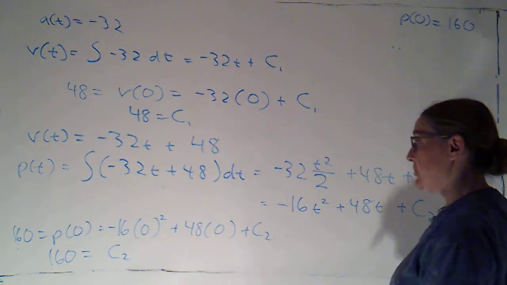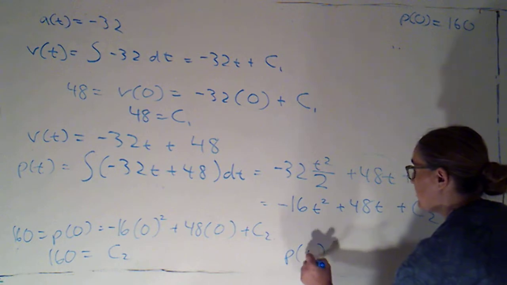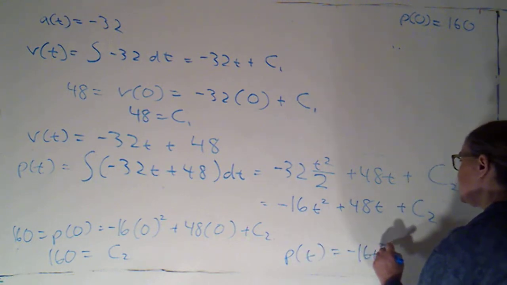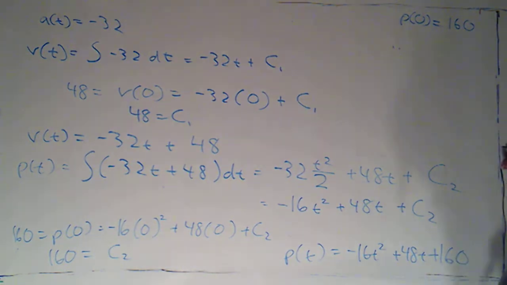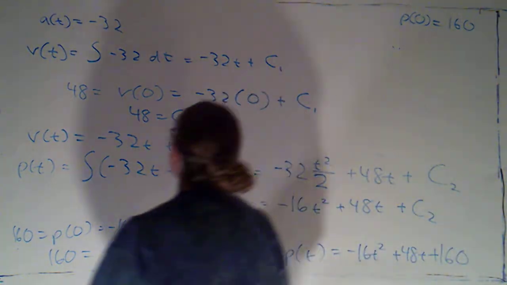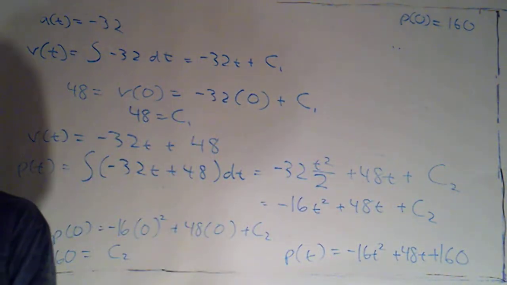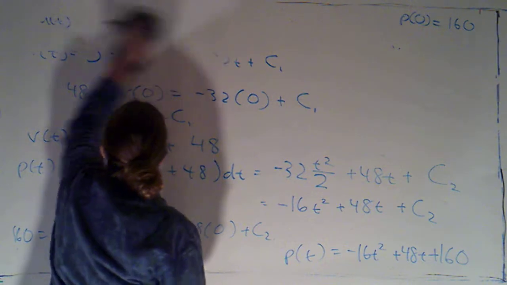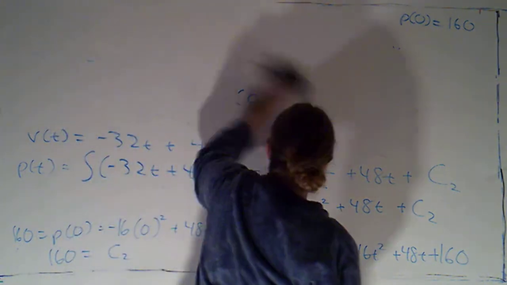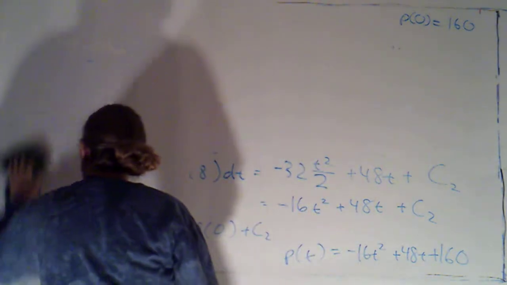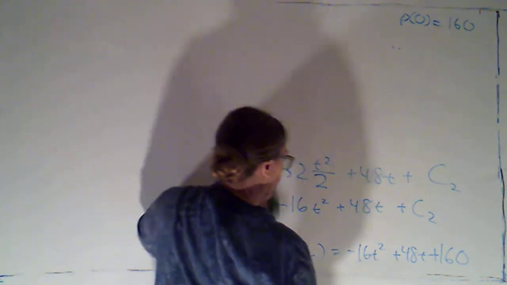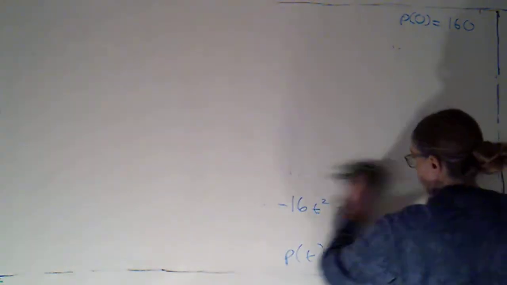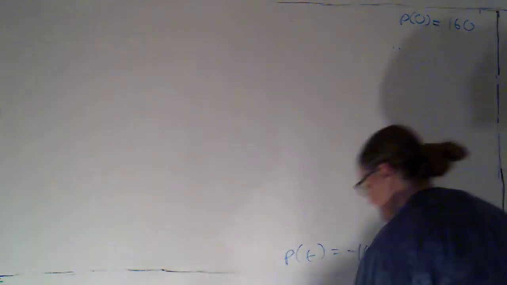So now I can put those pieces together, and I can say position is negative 16t squared plus 48t plus 160. Okay, excellent. Now, it's tempting to think we're done because we've found our function. Always a good idea, especially with word problems, to go back and reread the question at the end and make sure you've actually answered the question. Now, I've erased the question, but I remember what it was. It was, when does this thing land?